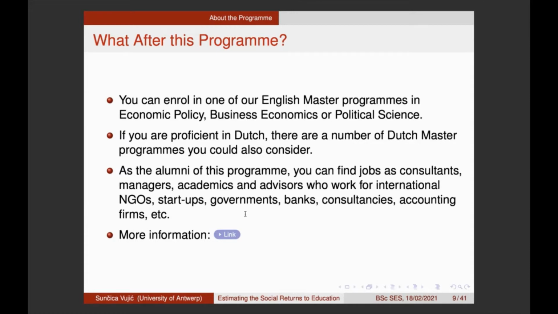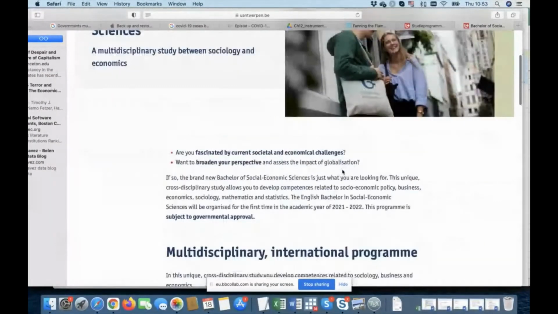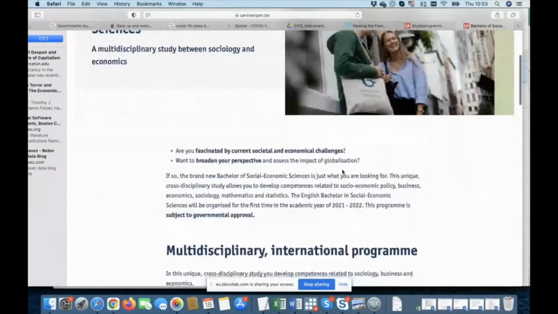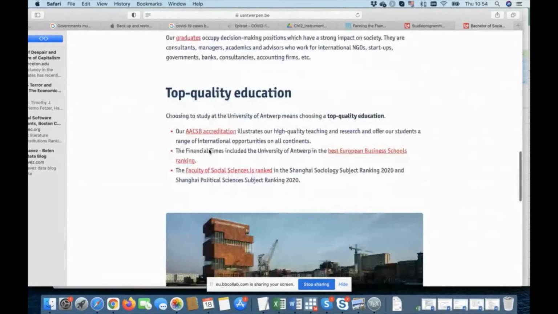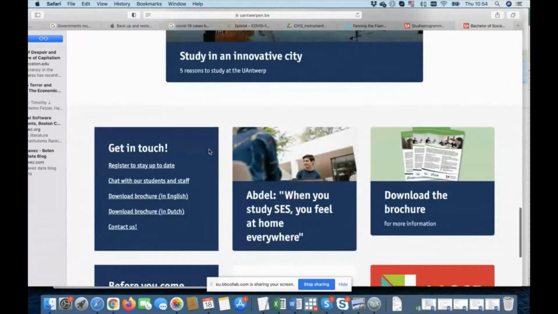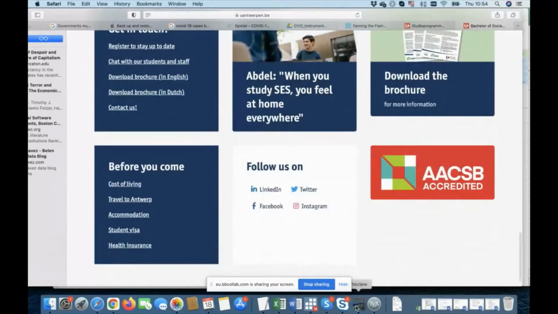So again, if you want more information about this program, you can follow the link. I provide the link within my slides, but you can also go directly to the web page of the program. And you can find any other further information, also how you can apply online, and also some statements and opinions of previous students who followed the Dutch version of this program. And if you want to contact us, you also have an option to contact people who are behind the program, and you can also ask now any further questions.